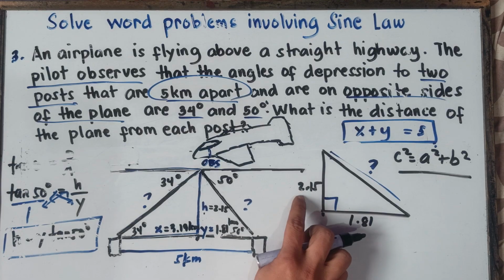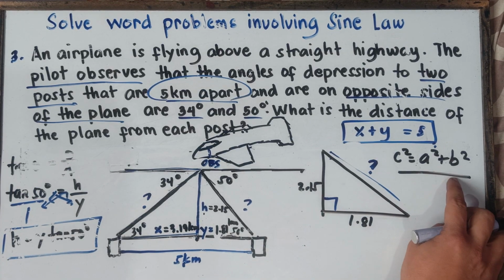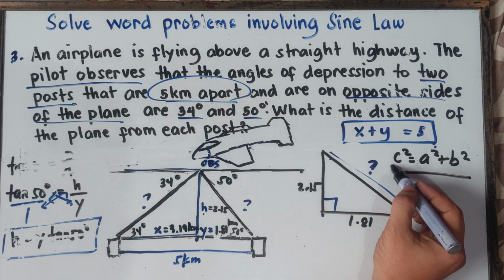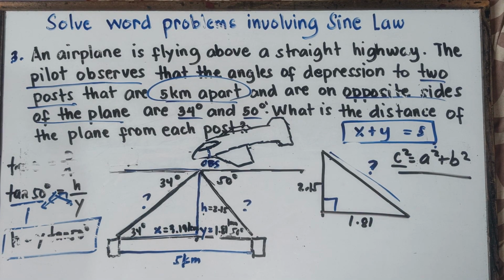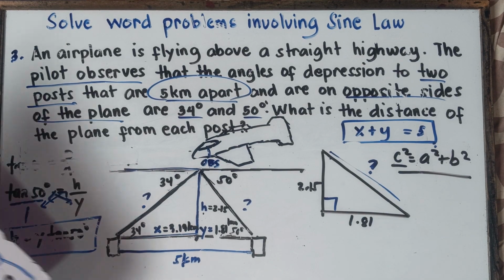So you can have a right here and b right here. Or you can have a right here and then b right here. For the legs, class, it doesn't matter. You can interchange a and b. But for c, class, it's always the hypotenuse. Alright, so let's find this one, applying this formula, Pythagorean theorem.